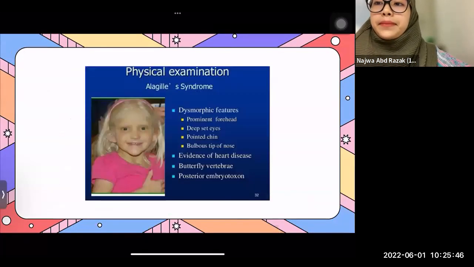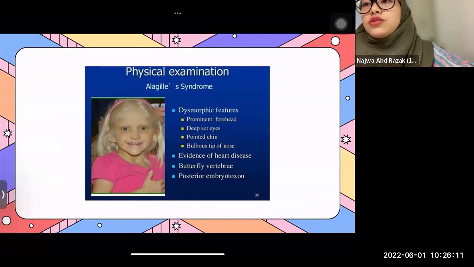Okay, next is Alagille syndrome. Alagille syndrome is a genetic disease that is associated with pulmonary valve and pulmonary artery stenosis, liver disease, and hypercholesterolemia. So the clinical features will be prominent forehead, deep set eyes, pointed chin, and bulbous tip of nose.